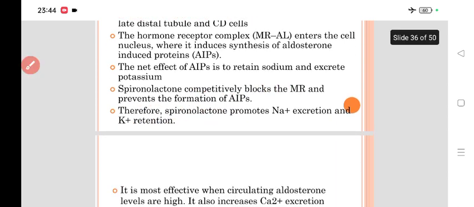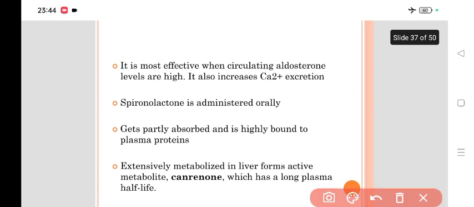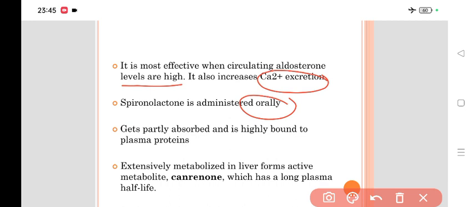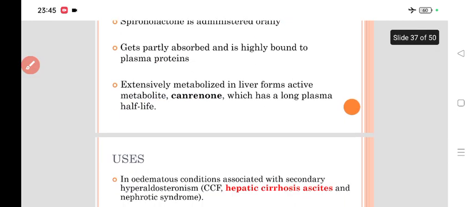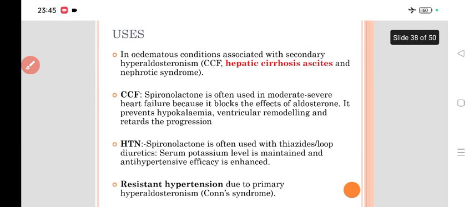This spironolactone is most effective when the circulating aldosterone levels are very high. It also increases calcium excretion. It is administered orally. It is partly absorbed and highly bound to plasma proteins, extensively metabolized in the liver, and there is a formation of an active metabolite, canrenone, which has a longer plasma half-life.